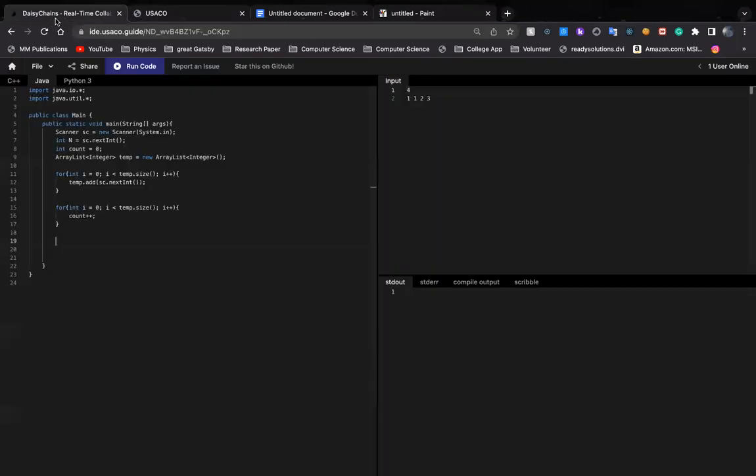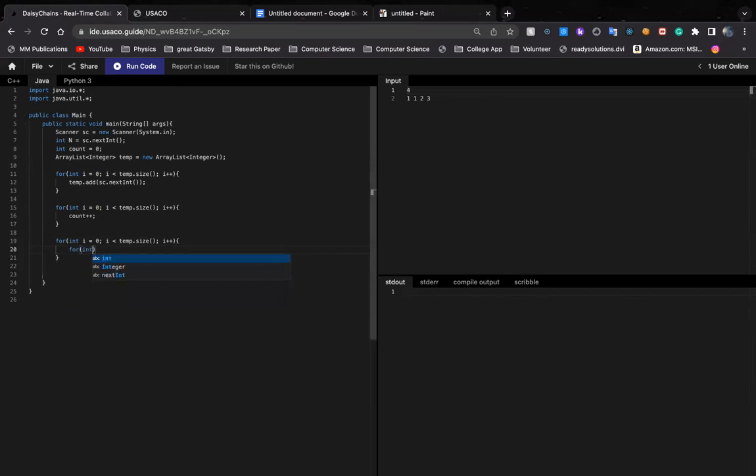So yeah, it's a double for loop. We're gonna start with 0, correct? Temp dot size, i plus plus. This is just temp dot size would be equal to 4, right? So it's the same as n. I could put in n or temp dot size, they're both the same.